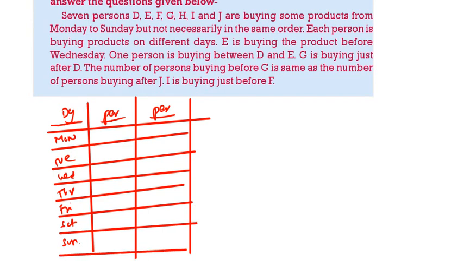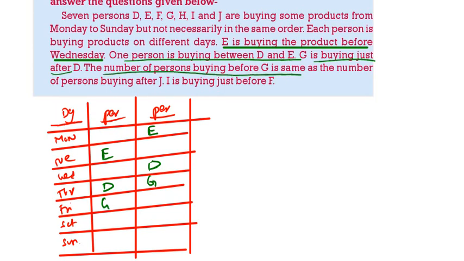Now, first point. E is buying the product before Wednesday. Before Wednesday means it can be either Tuesday or Monday. One person is buying between D and E. So this is D. Then G is buying just after D. The number of persons buying before G: here we are having 1, 2, 3, 4, and here we are having 1, 2, 3.